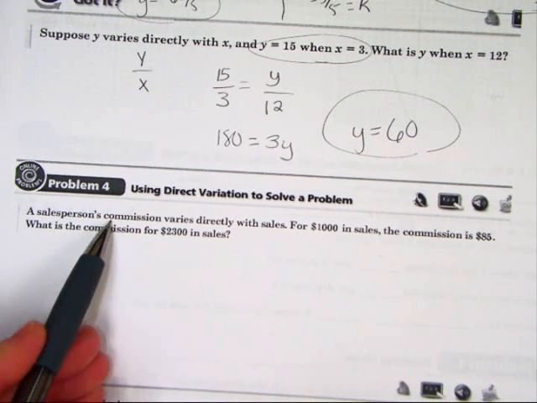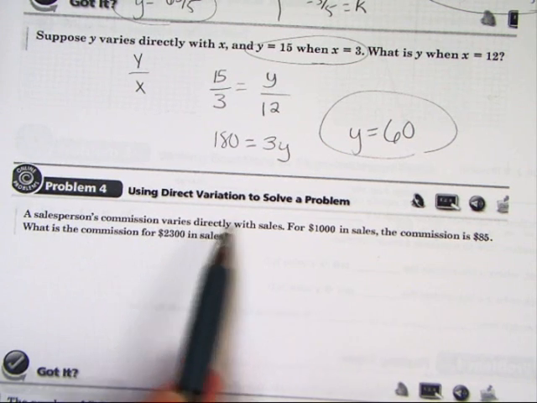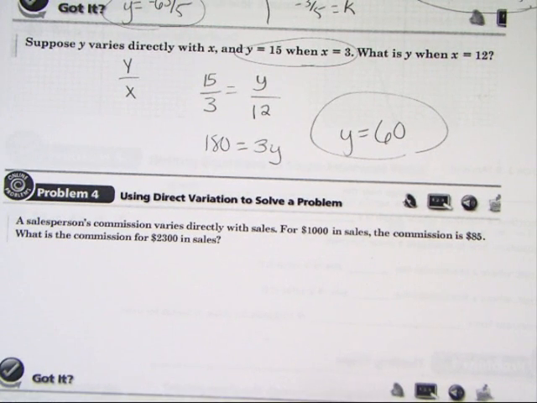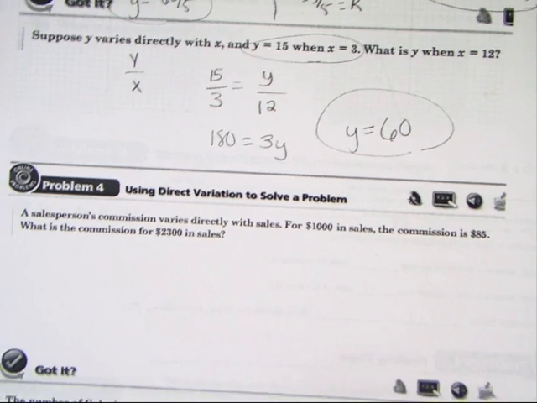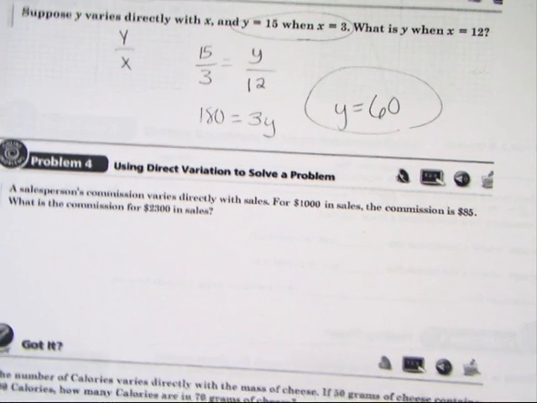A salesperson's commission varies directly with sales. For $1,000 in sales, the commission is $85. What is the commission if the person makes $2,300 in sales? And you guys have done this. Anytime you go to a car dealership or anywhere where people make commission, the more they sell you, the more money they make. And that's exactly what direct variation is. If they don't sell you anything, they don't make any money. So 0, 0 is a point.